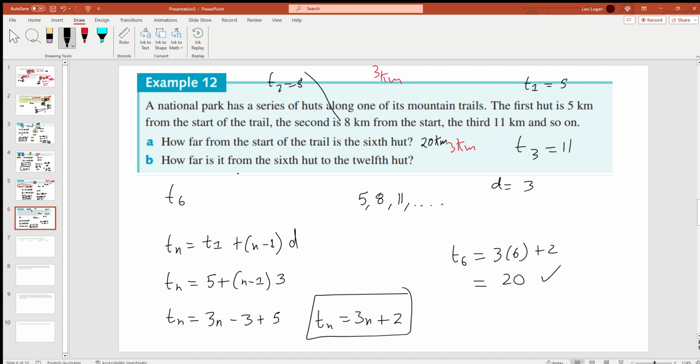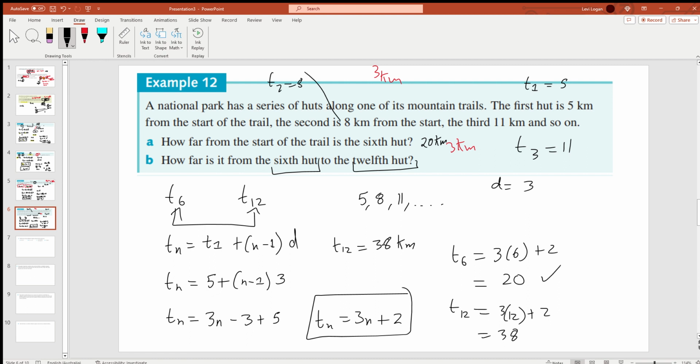Now, the second question is, how far is the 6th hut from the 12th hut? So it's pretty much a distance thing. So we've got to work out the 12th term, and we've got to work out how much distance is between these two terms. So using our rule again, you plug in the 12. 3 times 12 plus 2. So that's going to give you, I believe, 38. Yep. So the 12th term, or 12th hut, is 38 kilometers from the start.